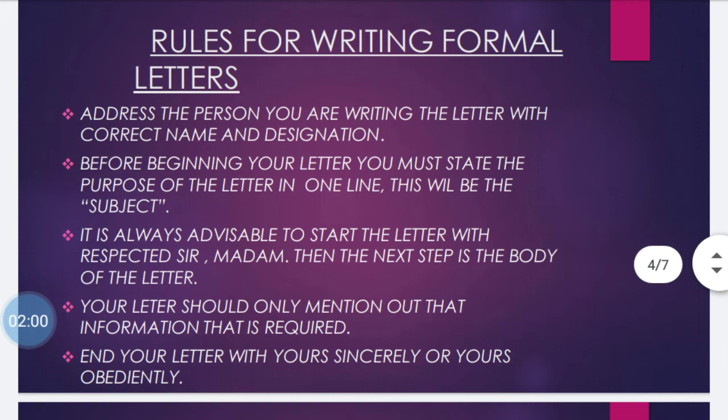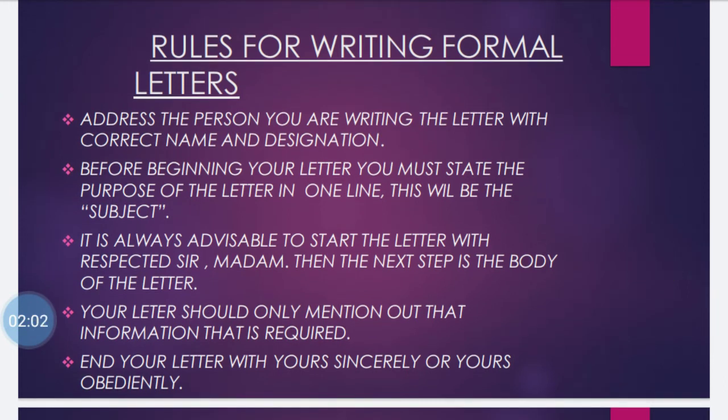Now coming towards the rules of writing formal letters. First one, always address the person you are writing the letter to with correct name and designation. Like for example, you are writing a formal letter to the principal or any director. So you should write the correct name and moreover the designation. Like for example, you are writing this application to the principal. So you have to write the principal and moreover, you are going to describe the place also of the institution.